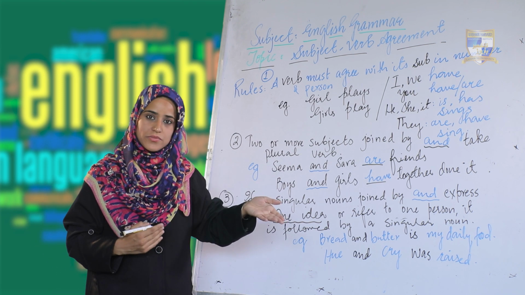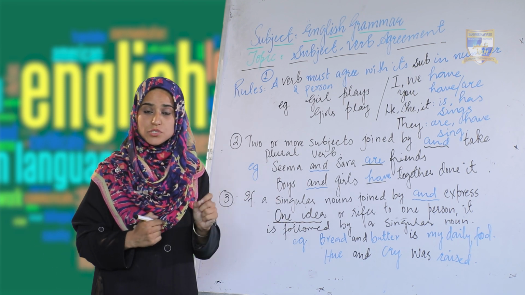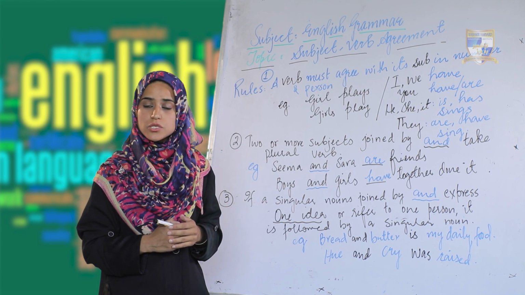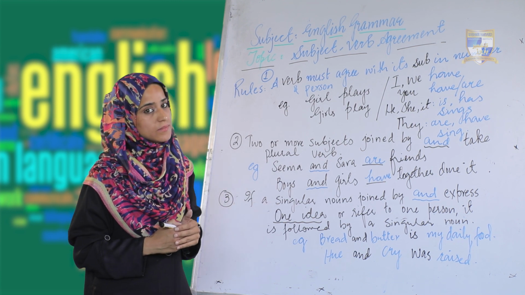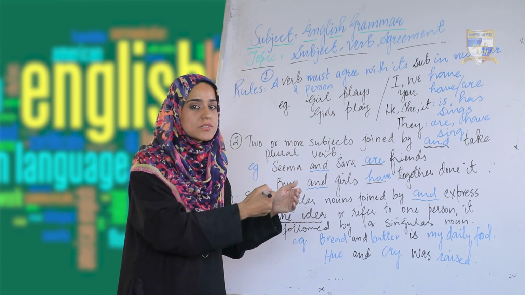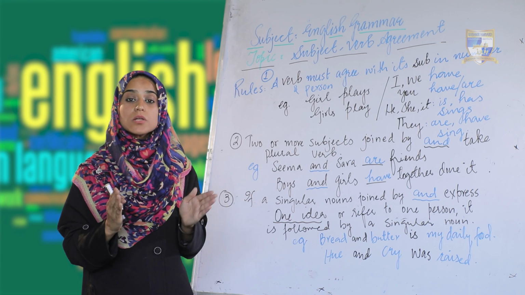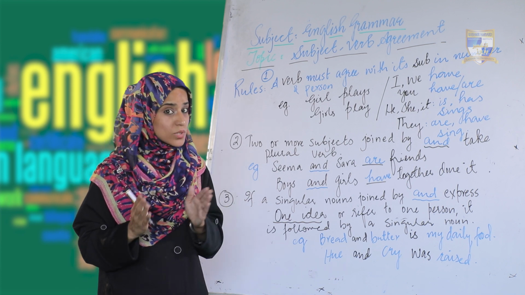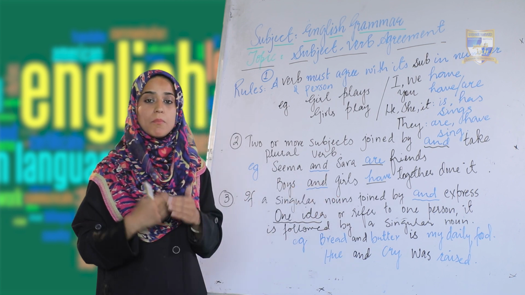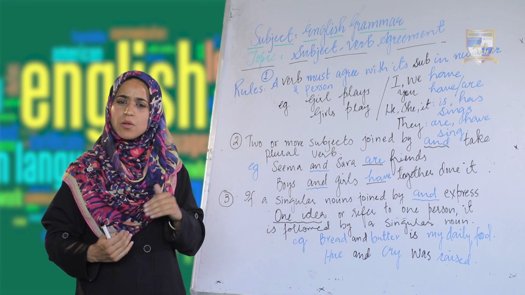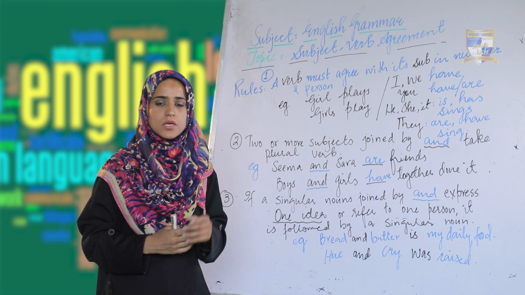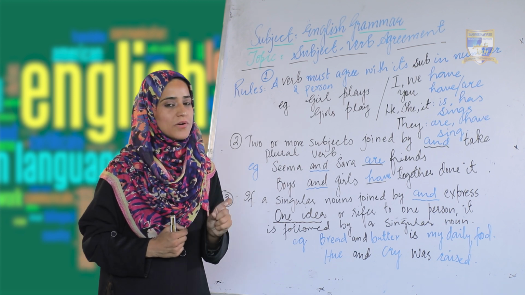Subject is the doer of the action, or subject is the thing that we talk about, and verb is the action performed by the subject. For example, mother cooks delicious food. Here we are talking about mother. Who is the doer of the action? Mother is the doer of the action. Therefore, mother becomes subject. And what action is she doing? She is cooking the food. She cooks delicious food. So, cooks becomes our verb here.